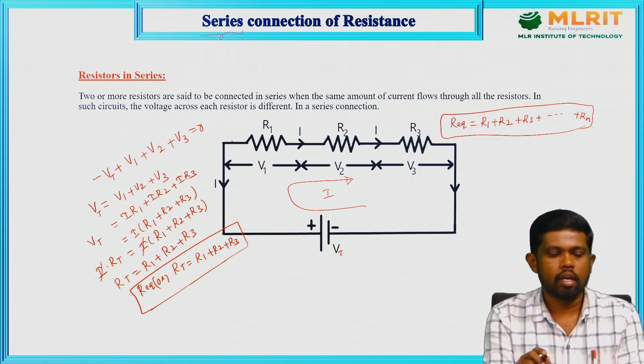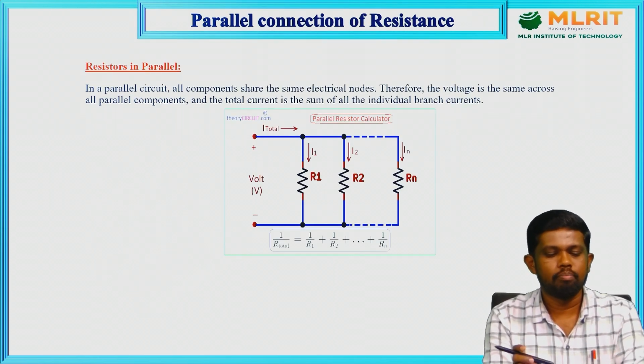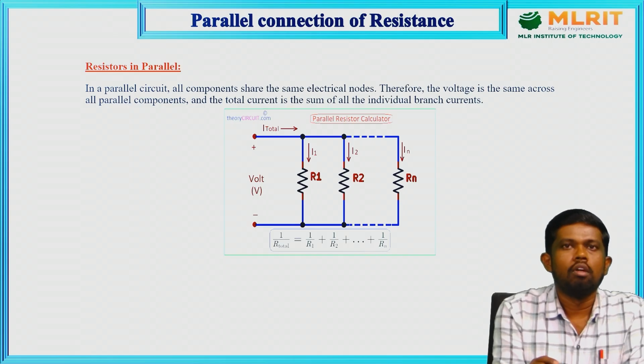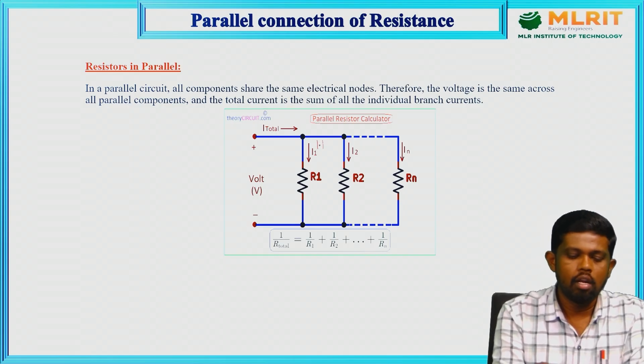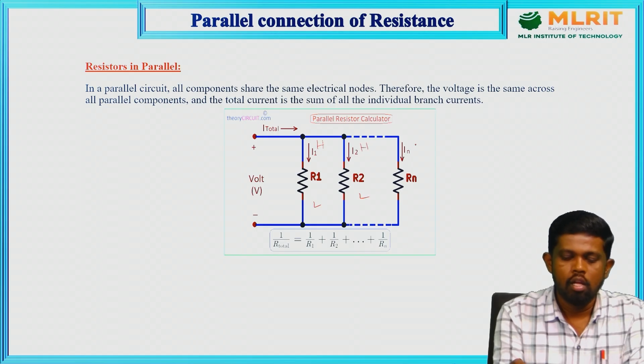Now coming to the second one, the parallel connection. Parallel is when the different elements are connected such that this element has a hand terminal and a leg terminal, this element also has a hand terminal and leg terminal, and this one also has a hand terminal and leg terminal.